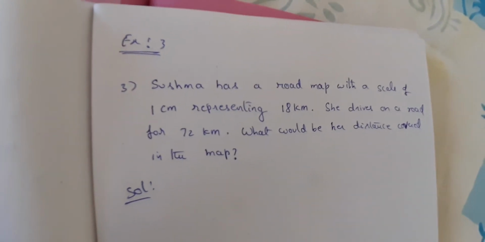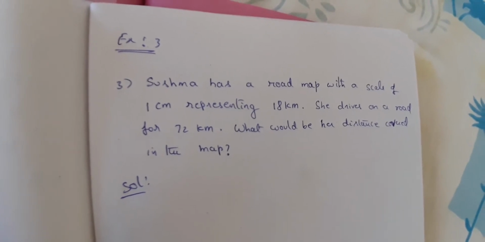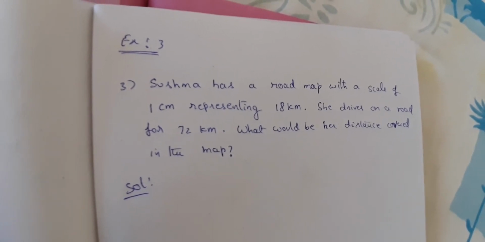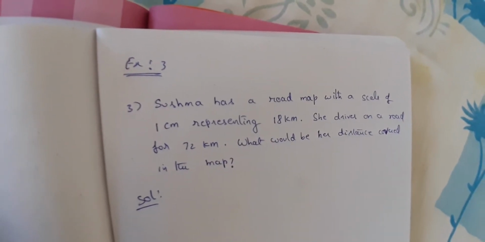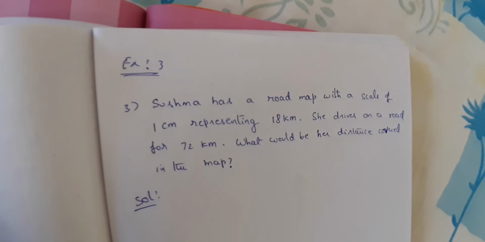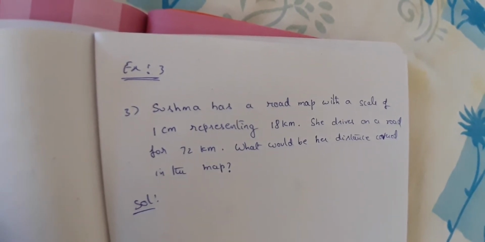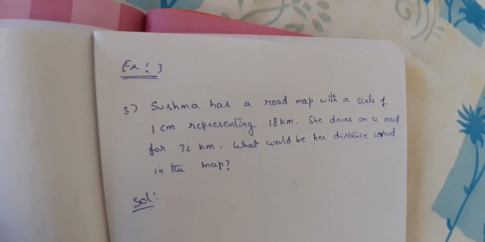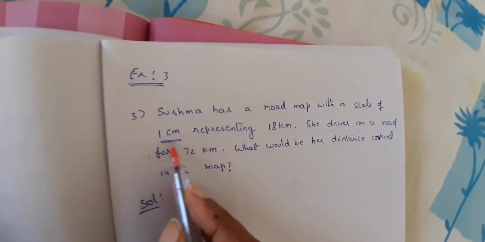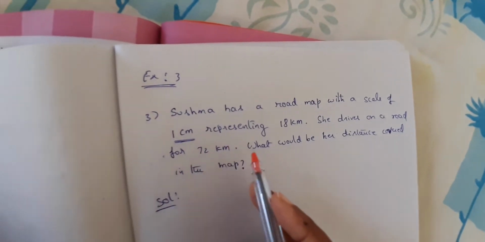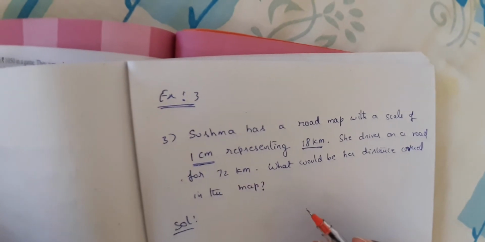And now the last problem of today's class, but this is from exercise 3, children. So let's read out what is given in the problem. Shushma has a road map with a scale of 1 centimeter representing 18 kilometers. So what is the meaning of this? 1 centimeter represents how much? It represents 18 kilometers.